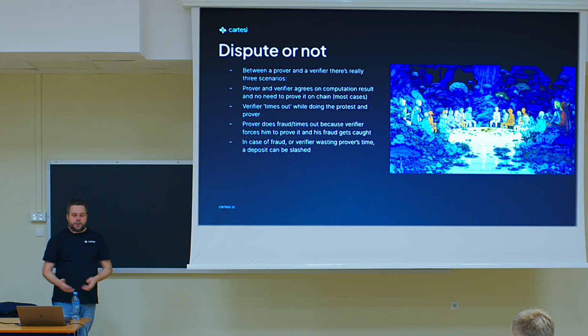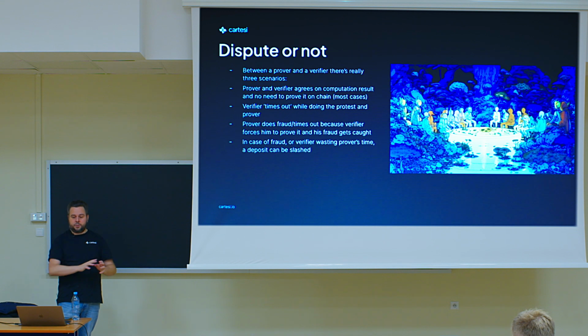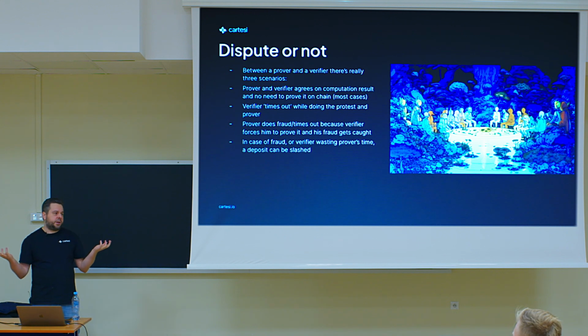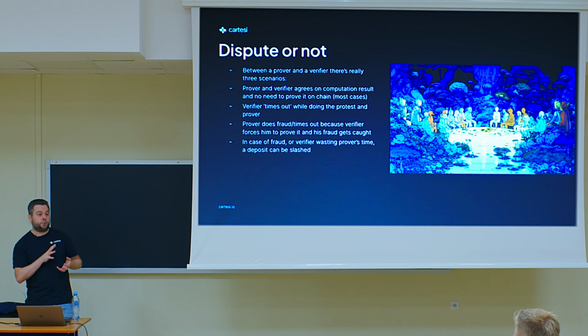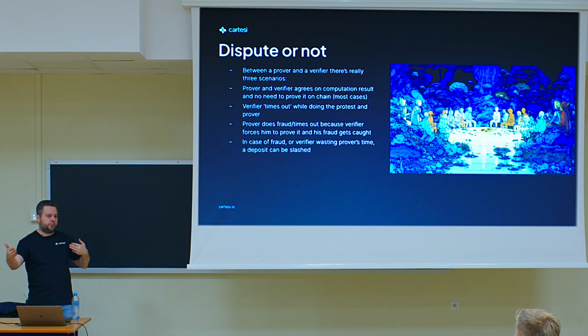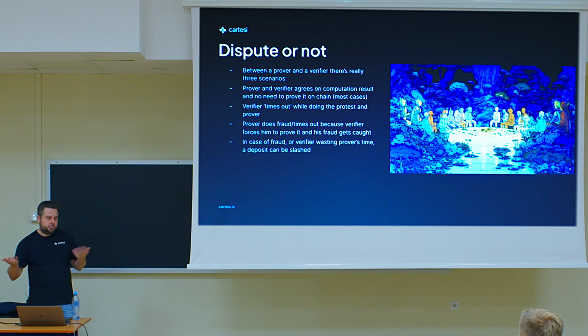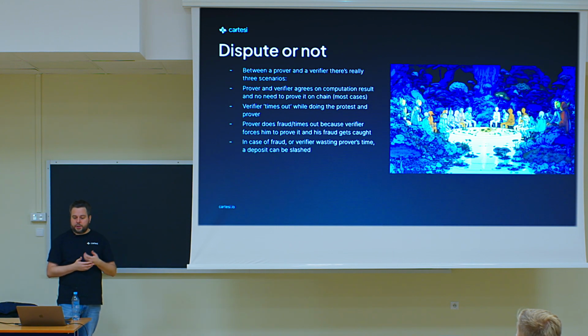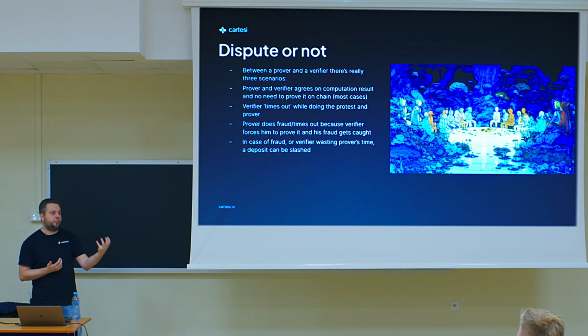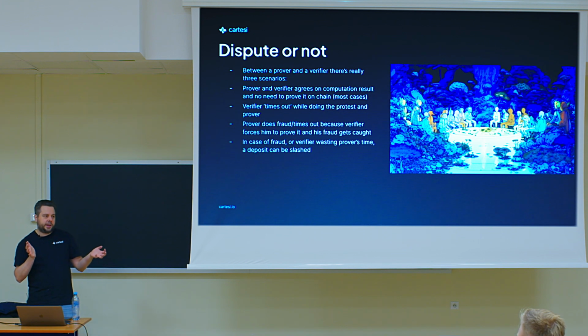And let me continue a little bit down. Between a prover and a verifier, there's basically just three different scenarios. We agree on the result, as in we don't need to do anything. We just co-sign that this is the correct output of the computation, which is essentially the case in most cases, because the idea here is that fraud is supposed to be too expensive for you to actually do, right? It might be that the verifier times out, that during the protest he just goes away, he's not doing anything, and the prover can then go ahead and settle it because he's right. It might also be that the prover is doing fraud, and he times out because he can't actually prove that he's doing the computation right. And his fraud gets caught. And in case of fraud, or the verifier wasting the prover's time, that's, for example, the idea of a deposit that can be slashed.